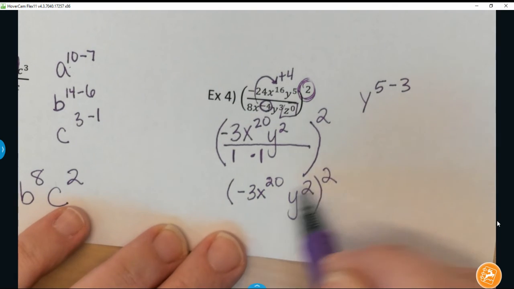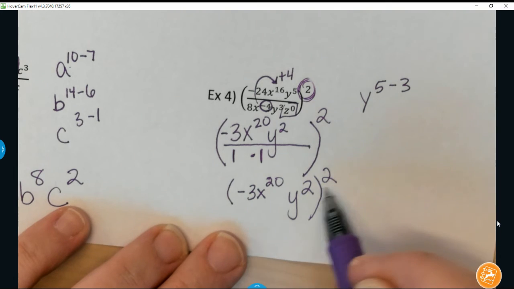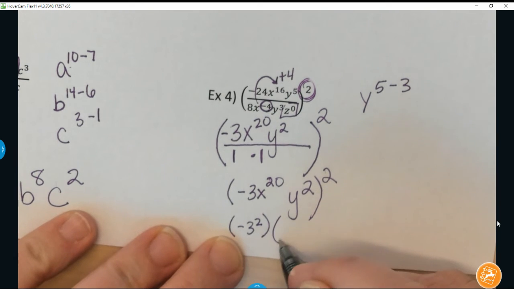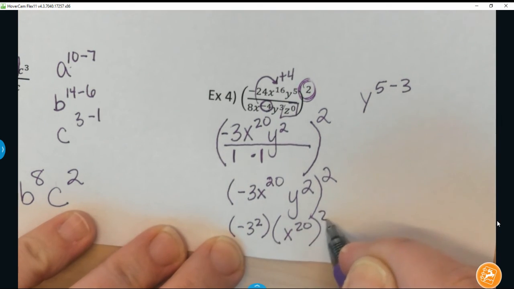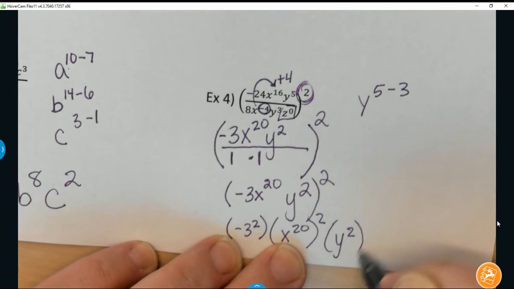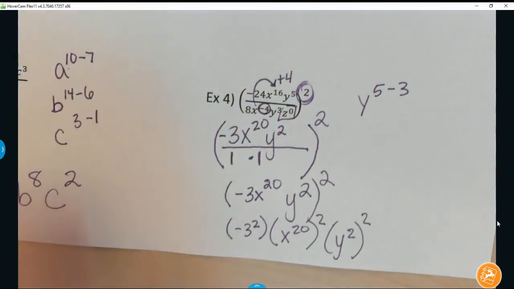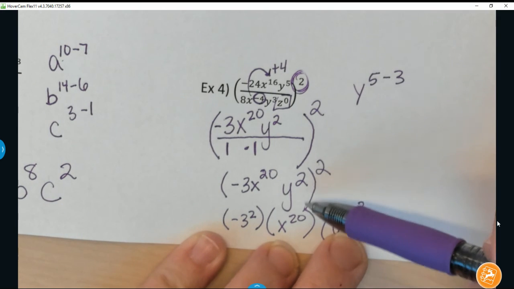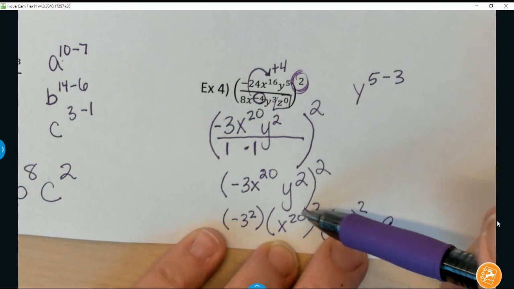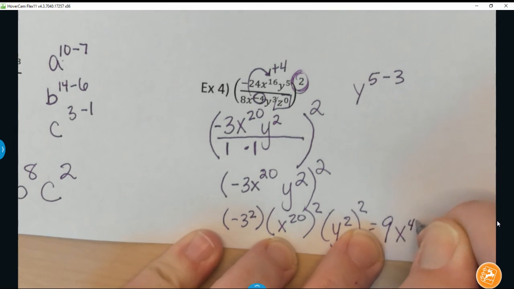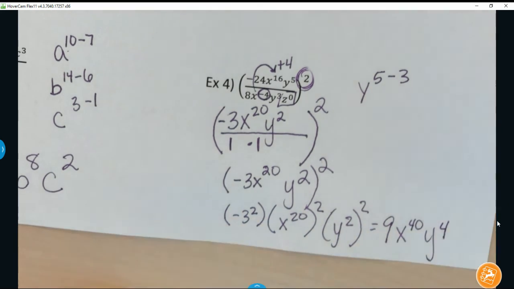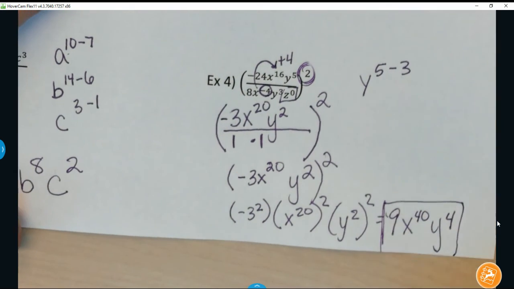So I'm going to put that parentheses back there, and I'm going to square the entire thing. So I'm going to take negative 3, and I'm going to square it. Negative 3 squared. And then I have x to the 20th squared. And then I'm going to have y squared. Negative 3 squared gives us a positive 9. This is going to be power of a power. So I have 20 raised to the 2nd power. 20 times 2 is 40. 2 squared is 4. So I have 9x to the 40th, y to the 4th.